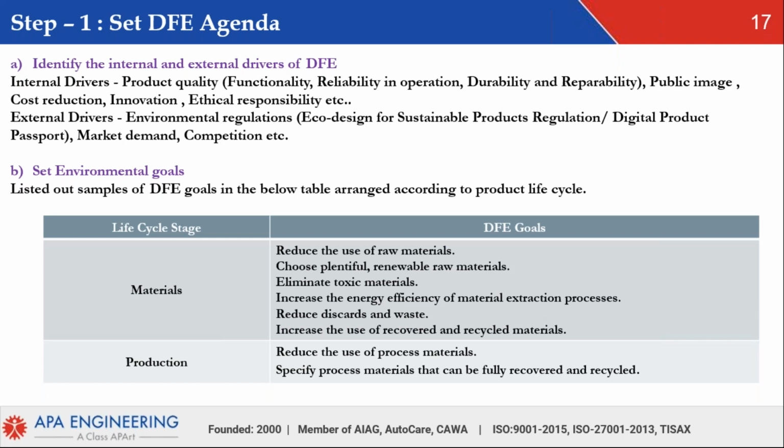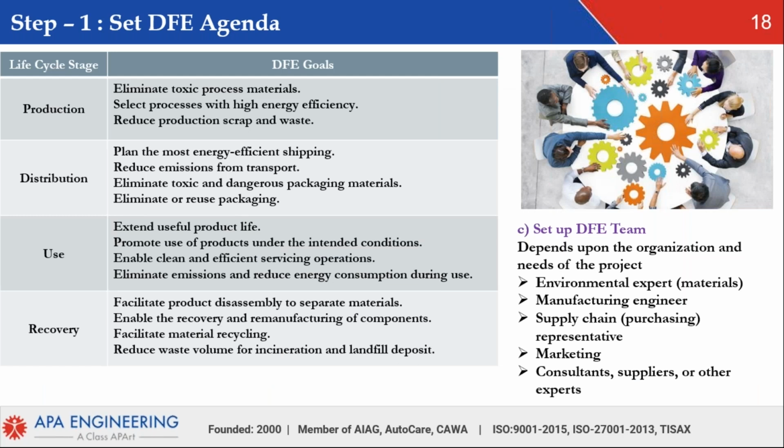And for production, cutting back on the processing materials we use could help, indicating which components of the process could be entirely recovered and recycled. And continuing with production, we could remove the hazardous process components, choose the procedure that uses less energy, and cut back on production waste and scrap. Distribution. Deciding on the most energy efficient transportation methods, transport emissions could be reduced. We could stop using hazardous and harmful packaging materials, and we could also start to implement more reuse and carefully discard packaging materials.